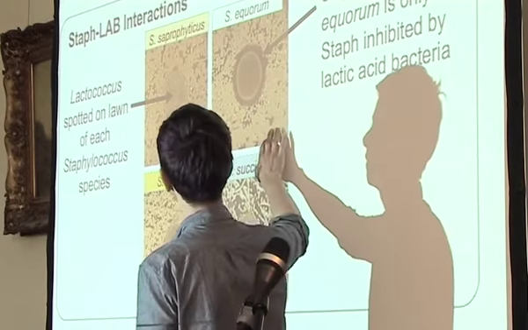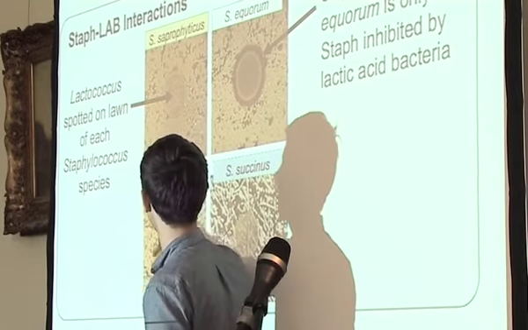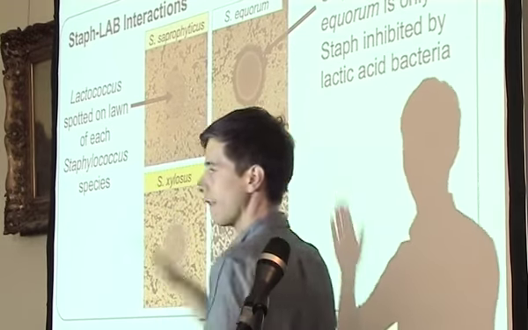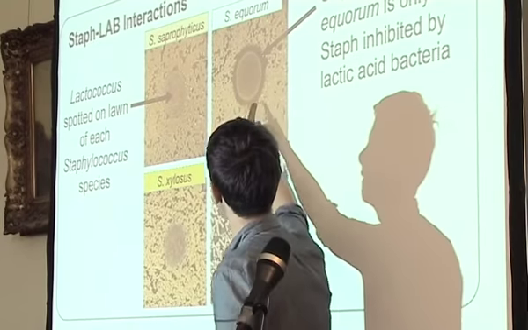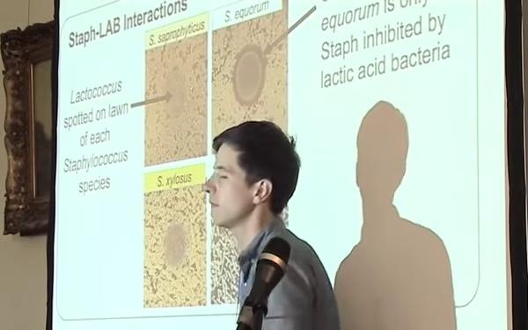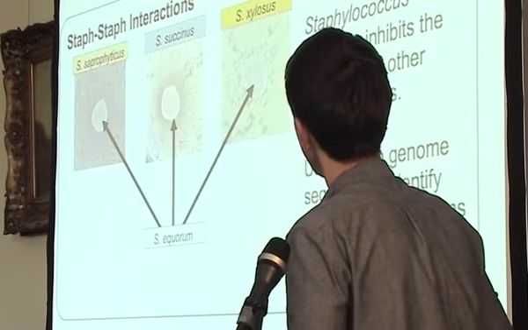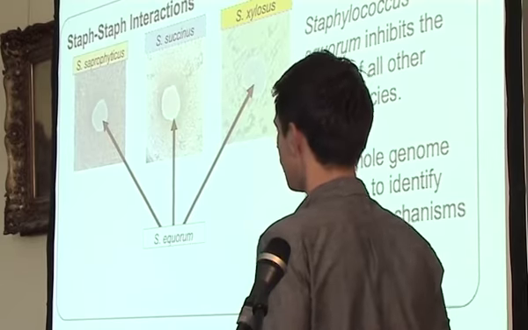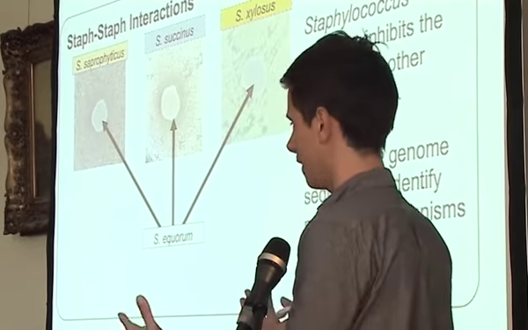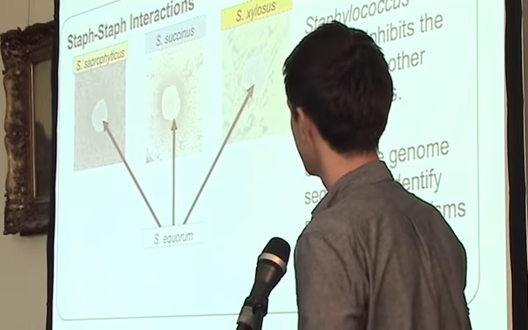So this is showing you when we grow, these are lawns of staph, and what we've done is we put a spot of the lactic acid bacteria on that lawn of staph. And so you can see this little area here where there's no growth is because the lactic acid bacterium is inhibiting the growth of the staph. We're also finding that Staphylococcus has somehow an arsenal that it uses against the other staph species. So this may explain why it becomes so abundant.